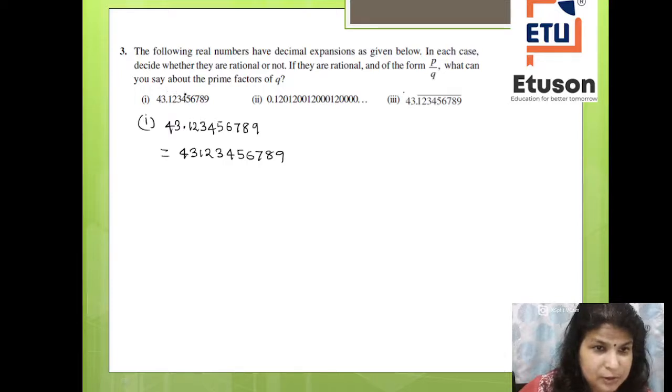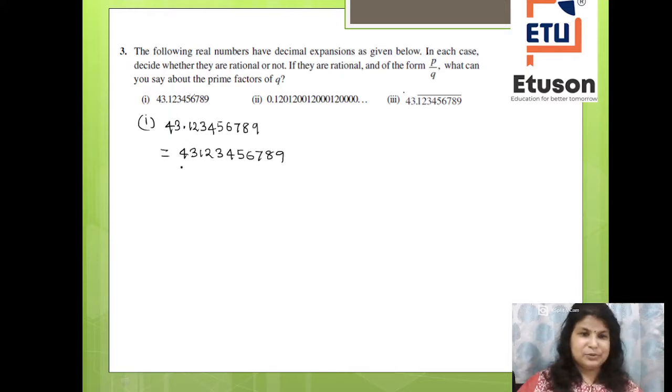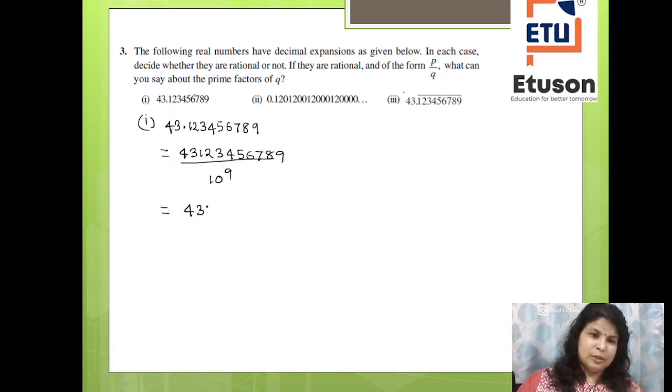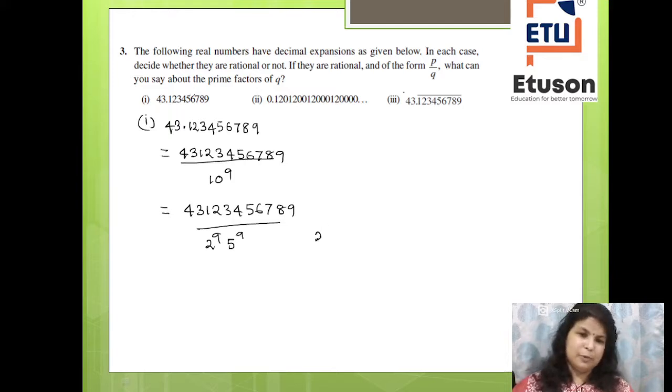1, 2, 3, 4, 5, 6, 7. So 9 already. That is also there. Sequential region. So it is 10 to the power 9. So nothing but equal to 4, 3, 1, 2, 3, 4, 5, 6, 7, 8, 9 divided by 2 to the power 9 into 5 to the power 9. It is expressed in the form of 2 to the power n into 5 to the power m.